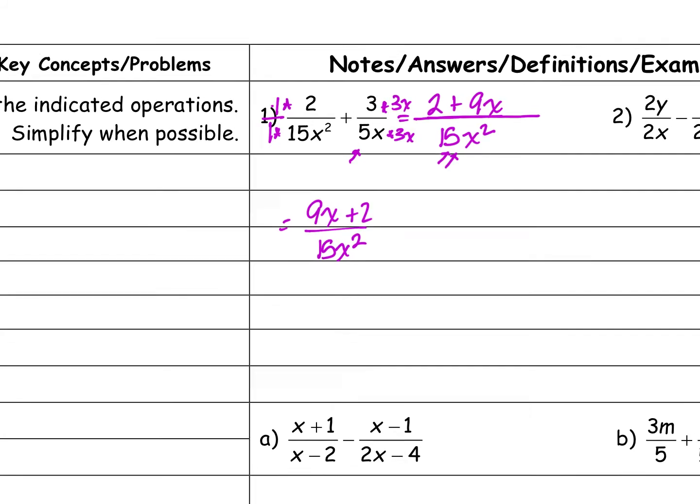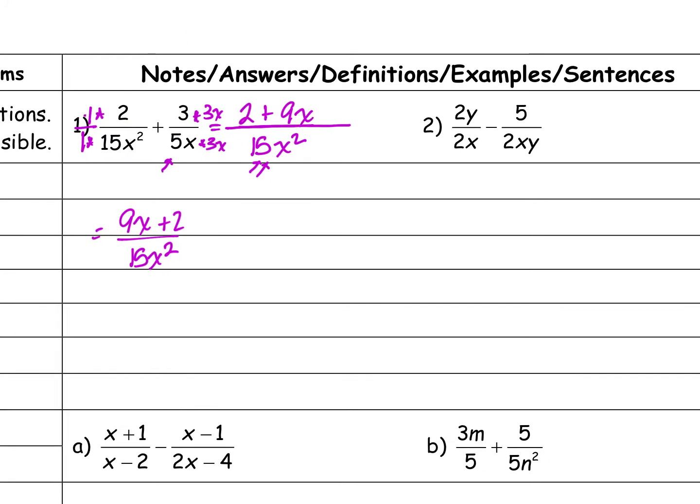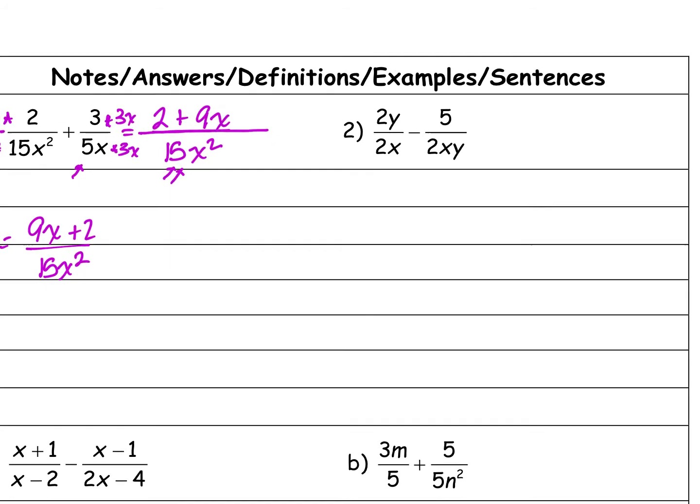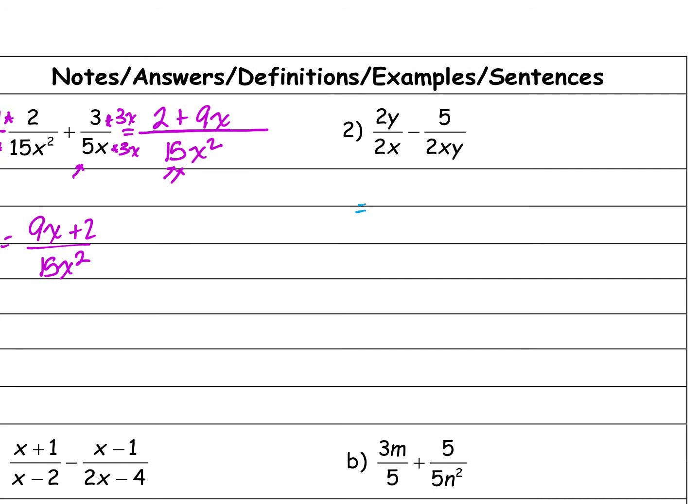Okay, so let's go to the next one. Same thing. We started out easy. So what's my common denominator between 2x and 2xy? I'm just going to write it down here. 2xy, very good. Okay, so what do I multiply the first denominator by to get my common denominator? Y. So I'm going to multiply by y over y. What do I multiply my second denominator by to get my common denominator? 1. And multiply by 1 over 1. So 2y times y is 2y squared. Minus 5 times 1 is 5. And I can't simplify, so I'm done.